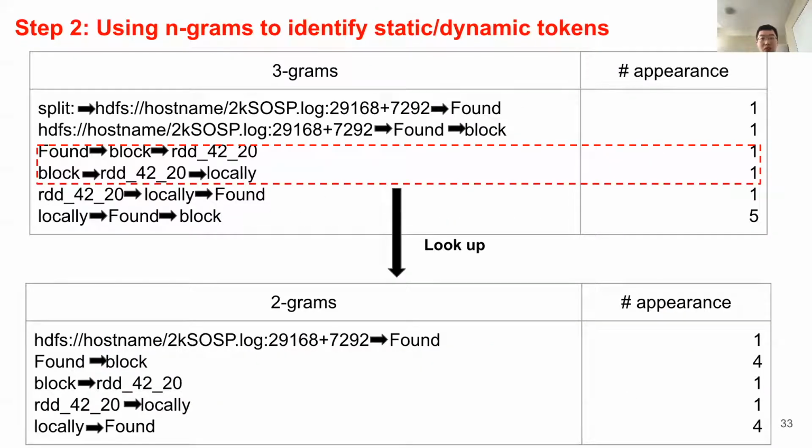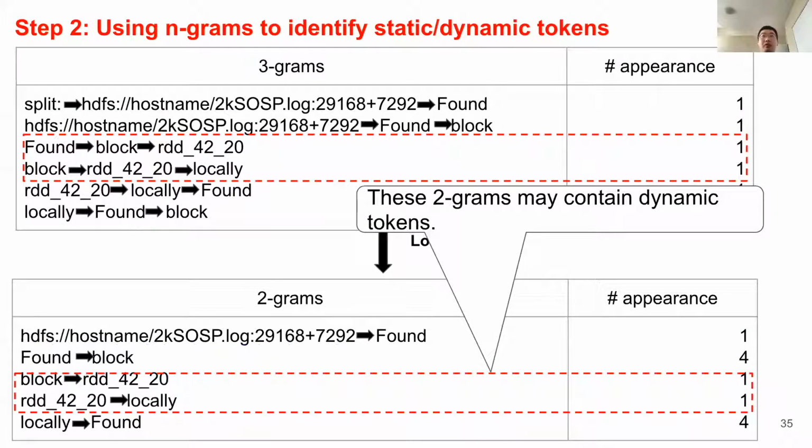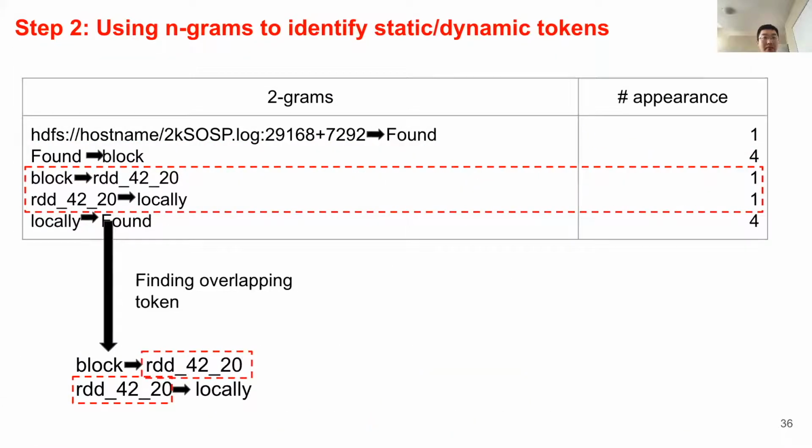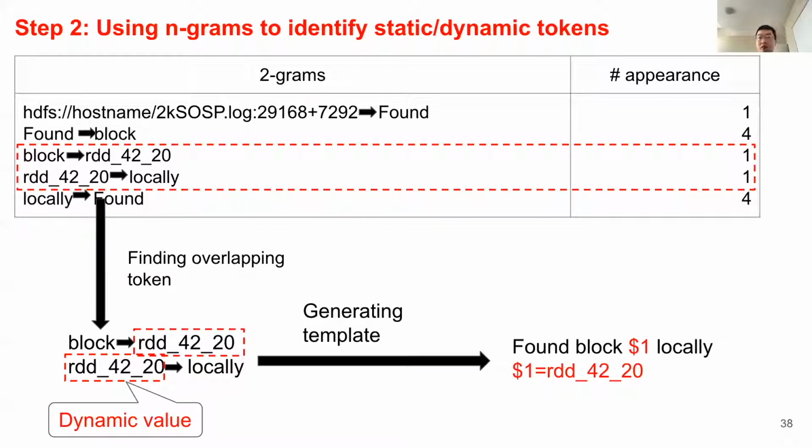After that, we need to transform the candidate trigrams to bigrams and look up the appearance in the bigram dictionary. This bigram contains only static tokens, as the appearance is high. But these two bigrams may contain dynamic tokens, as the appearance is only one. After that, we will find the overlapping token of the candidate bigrams. The overlapping token will be considered as a dynamic value, and then we can get the log template.